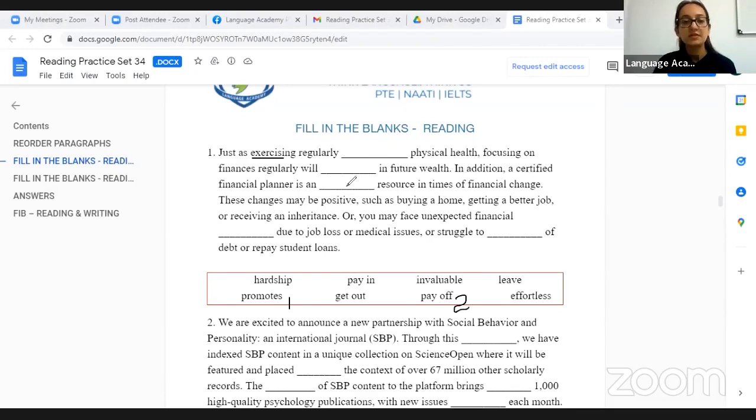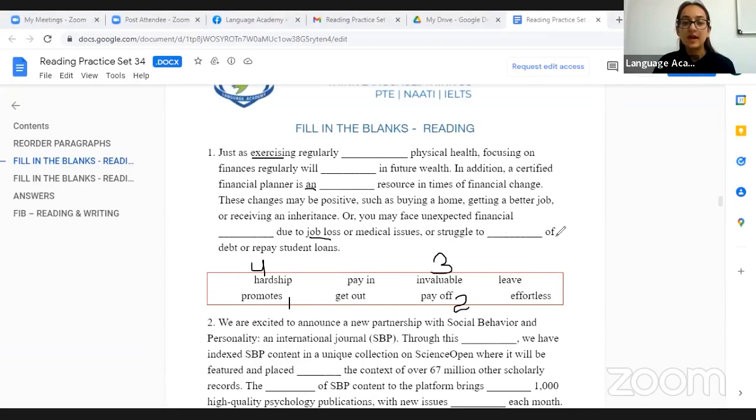In addition, a certified financial planner is an dash resource. So with an comes A-E-I-O-U. Invaluable resource. Invaluable means very, very important, something of a lot of value. And then, or you may face unexpected financial dash due to job loss. So it should be a negative word, because if you lose your job, it cannot be anything positive happening to our finances. So it would be financial hardship.